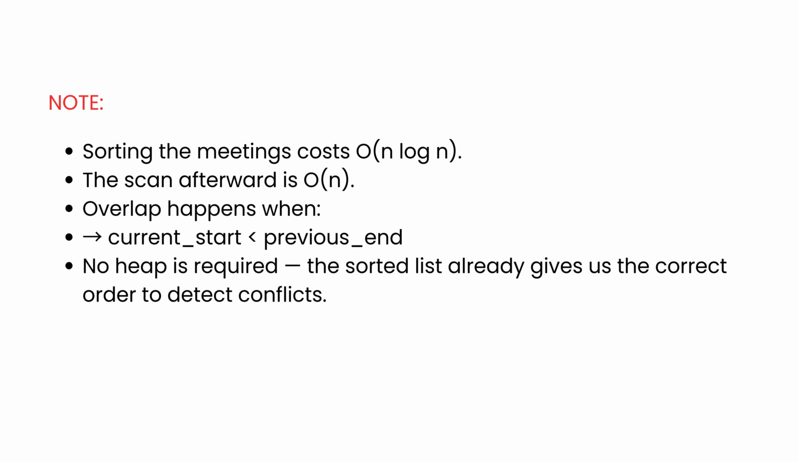And that's how this algorithm works. It first sorts all the meetings by start time, then checks one by one whether any meeting overlaps with the previous one. Efficient, simple, and elegant. Sorting the meetings costs O(n log n). The scan afterward is O(n). Overlap happens when the current meeting's start time is less than the previous meeting's end time. No heap is required. The sorted list already gives us the correct order to detect conflicts.